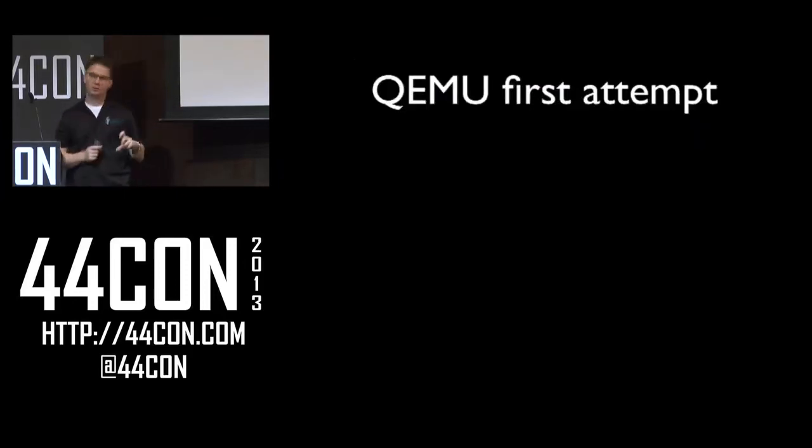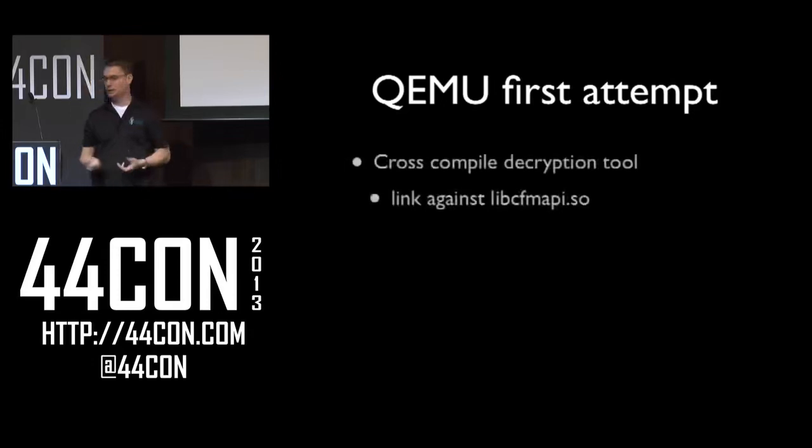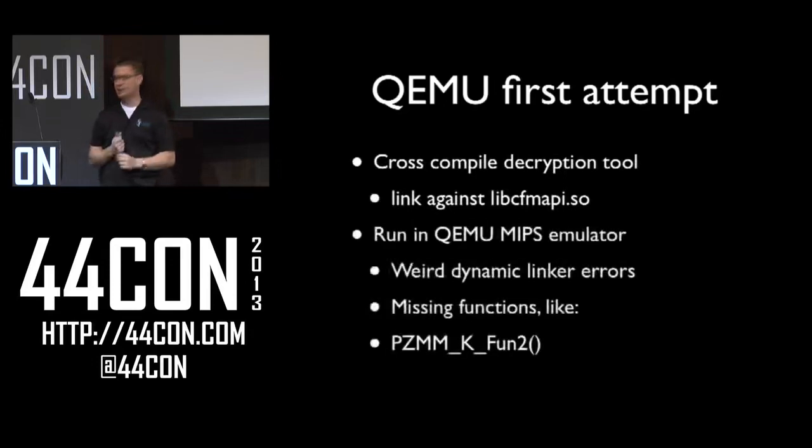So I wrote my little C program and cross-compiled it and ran it in QEMU. I linked it against libcfm API, which has the API in it. And I ran it in QEMU, and I ran into some interesting problems. This was almost comical. What I found was that there were a number of functions that the dynamic linker couldn't find. So things like PZMM kfun2.